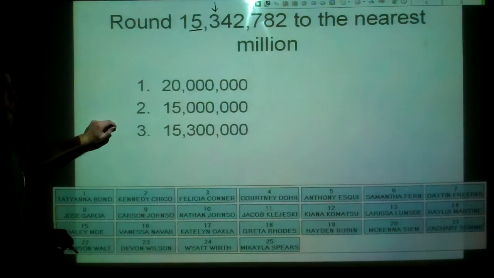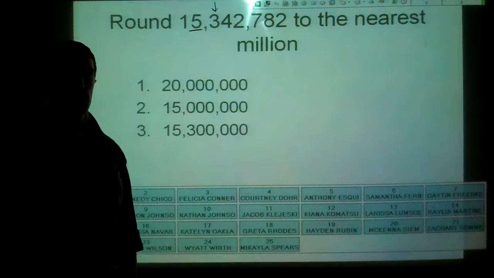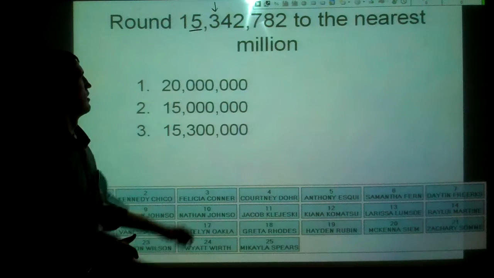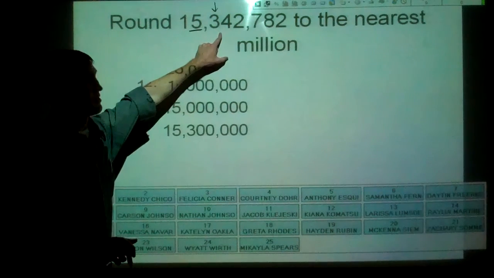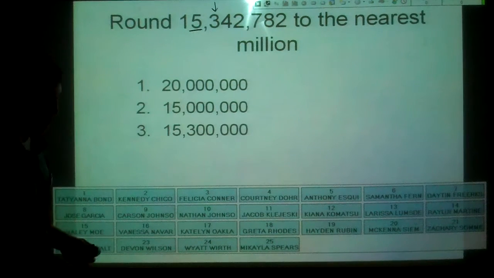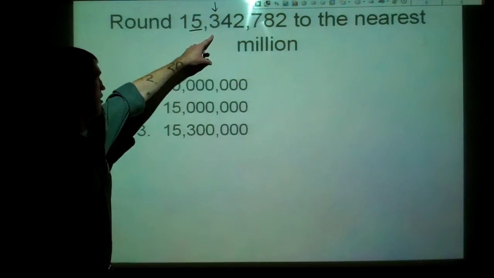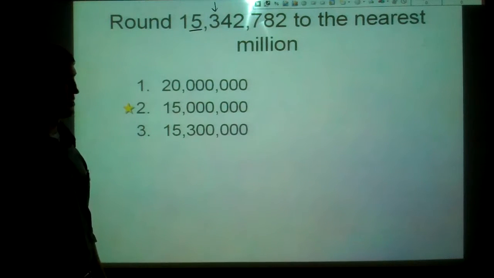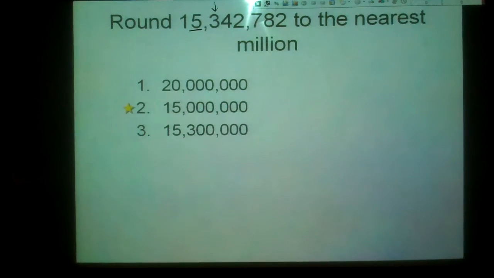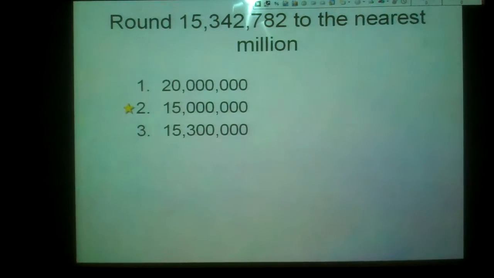If that number next to it is 5 or higher, we're going to round up. If it's 4 or less, we're going to keep it the same. Well, 3 is 4 or less, so we're going to keep it the same. And we should be seeing that we should get 15 million there. So that's the nearest million. If this was 5 or higher, we would have gone up to 16 million. Try one of those again.